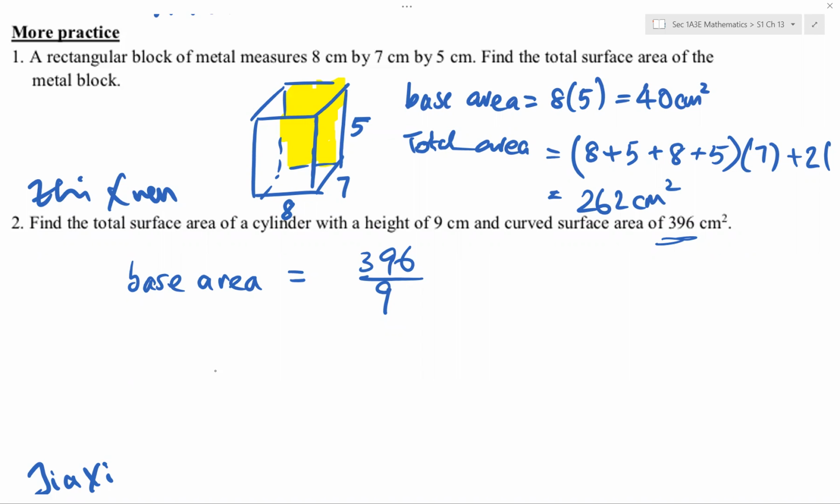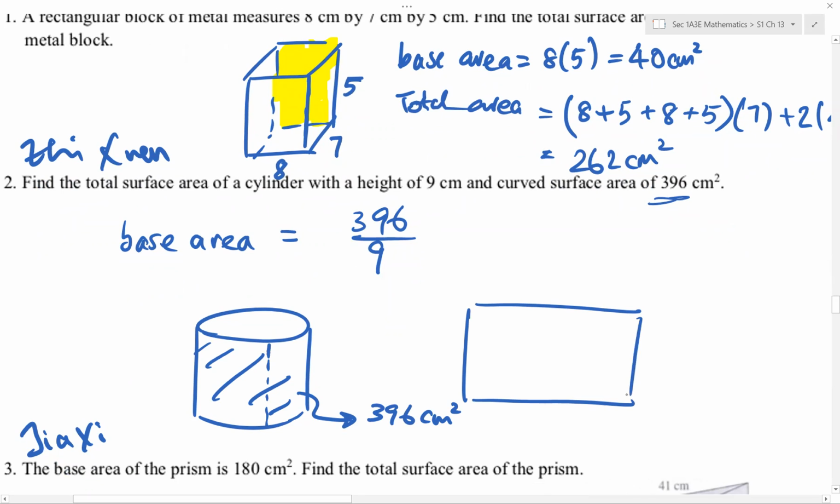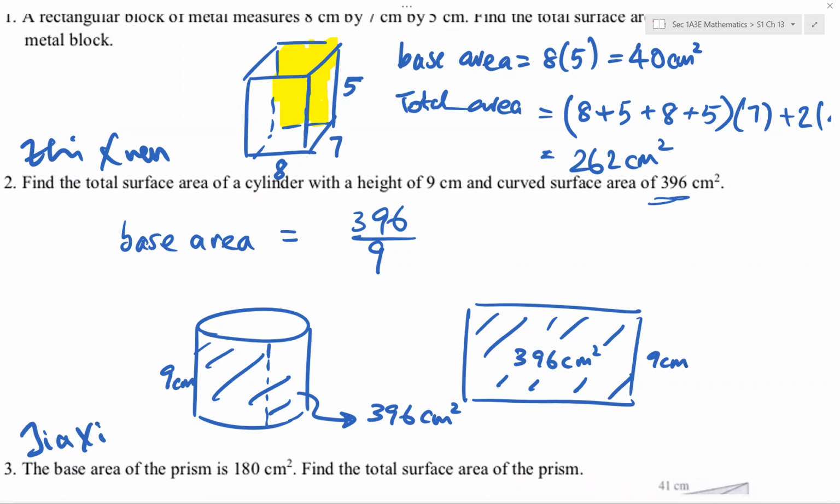Open the curve up. Okay, wait. So this is the cylinder, yeah? And the curved surface area, this portion, is 396 square centimeters. And then you want to cut and you get a rectangle. And this has an area of 396 square centimeters. Okay? And what do we do? The height is 9. Okay, so this height is 9 cm. So 9 cm over here. 396 divided by 9, which is 44.